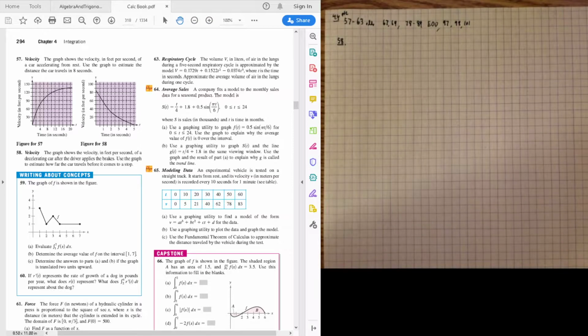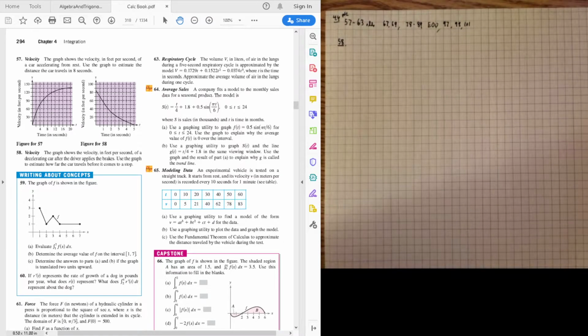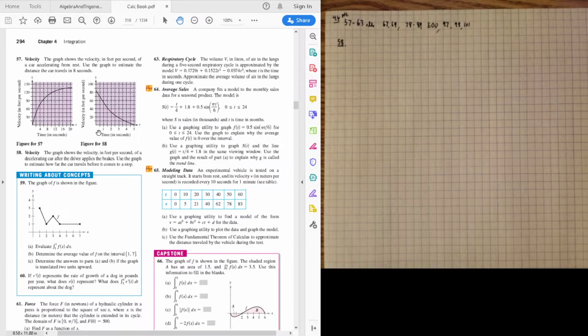Okay. The graph shows the velocity in feet per second of a decelerating car after the driver applies the brakes. Use the graph to estimate how far the car travels before it comes to a stop. If you're reading this picture, it doesn't look like it tells you what you need to know. It doesn't give us a distance in any form. In this particular picture, it tells us we have time on the x-axis, and we have velocity. There's nothing about distance on here.